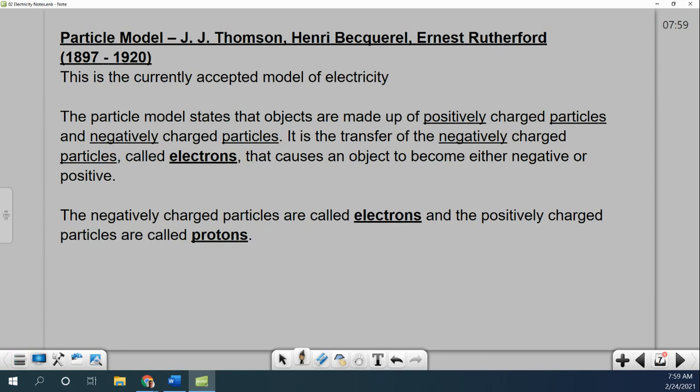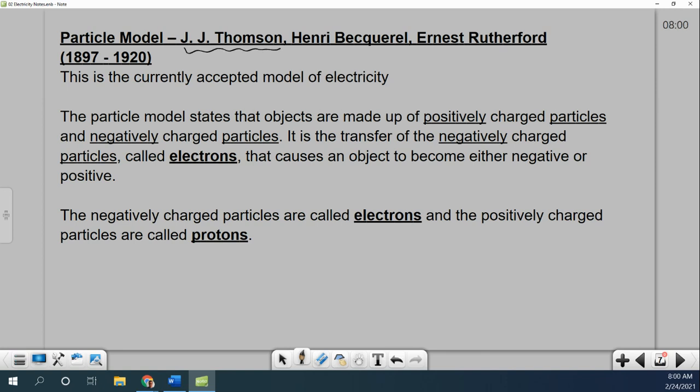And now we come to my favorite model, probably because it's our current model and it makes sense to me. It's the particle model. It wasn't invented by one guy, really. It was several different scientists putting little bits of a puzzle together, which is really common for science. It's not unusual for, J.J. Thomson made a discovery.